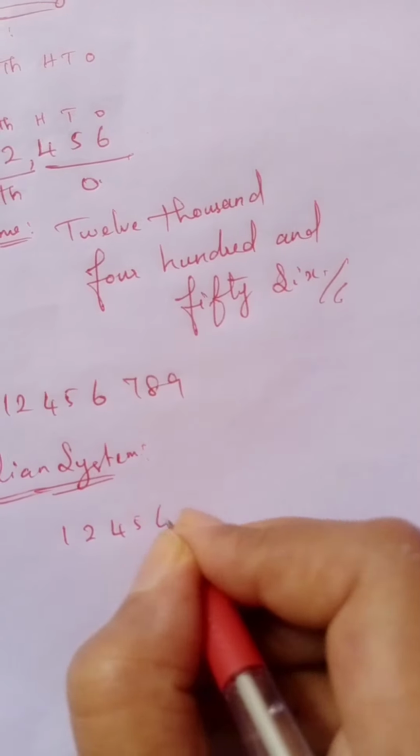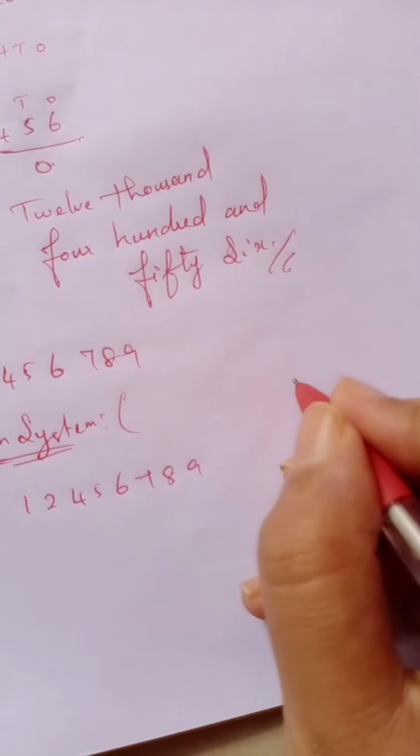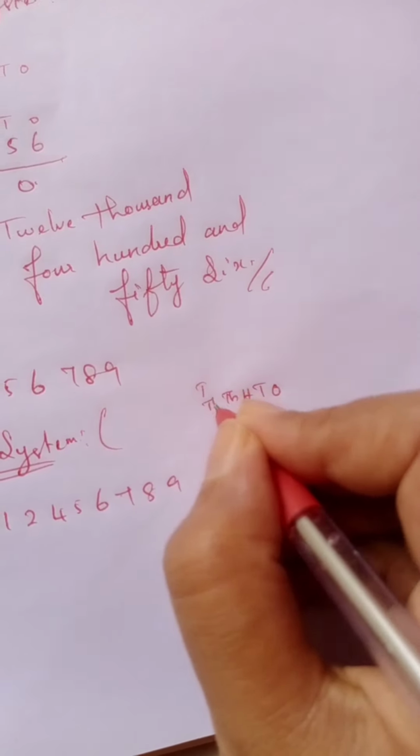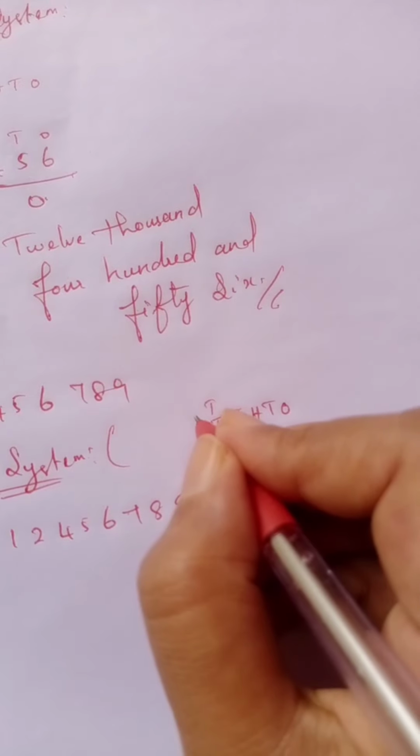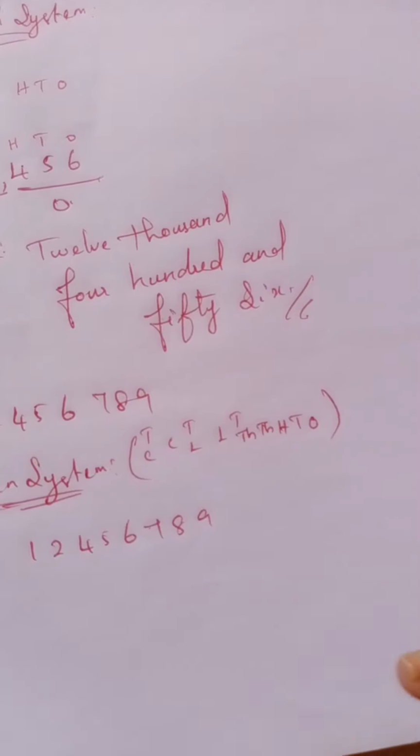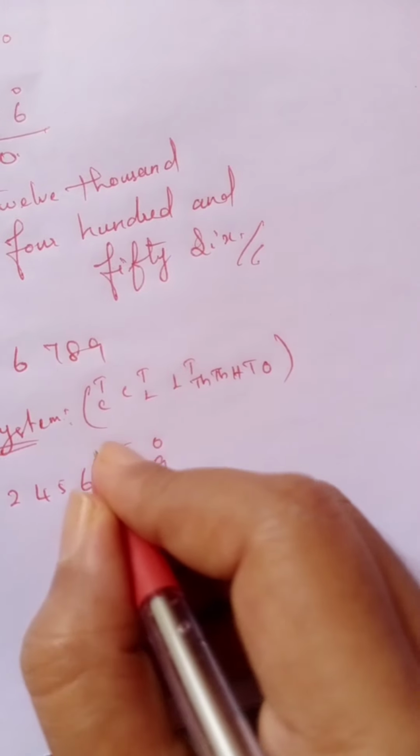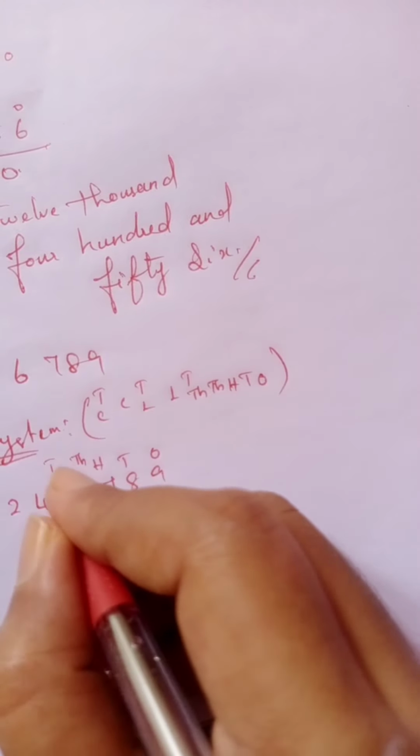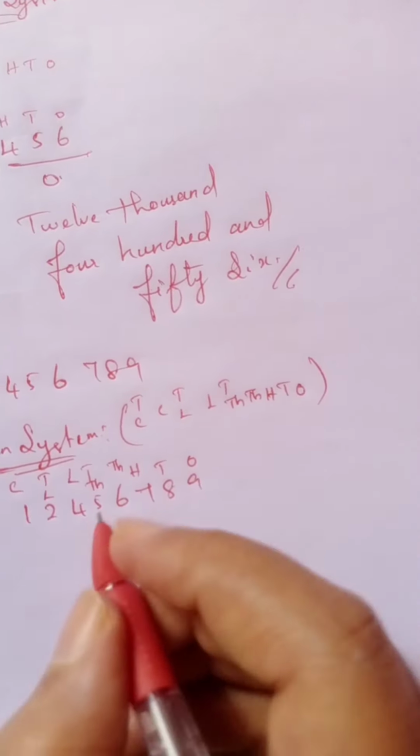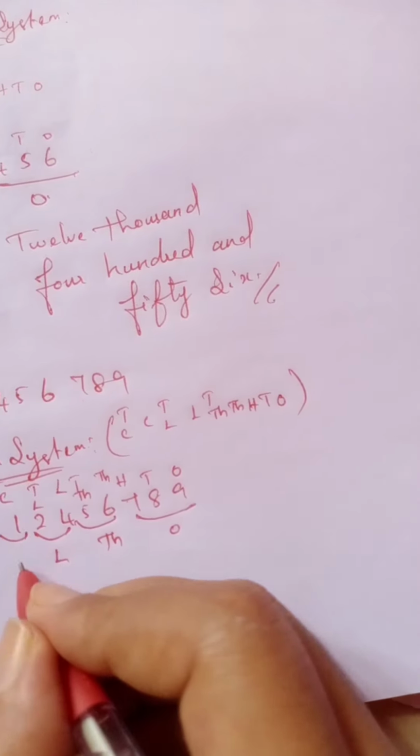First, you have to write the number 1, 2, 4, 5, 6, 7, 8, 9. Let's mention the place values: ones, tens, 100, 1000, 10,000, lakh, 10 lakh, crore, 10 crore. Okay. This is the place value chart of the Indian system. Now let's mention the place values of this number: ones, tens, 100, 1000, 10,000, lakh, 10 lakh, crore. Now let's split the family members: ones family, thousands family, lakhs family, crore family.